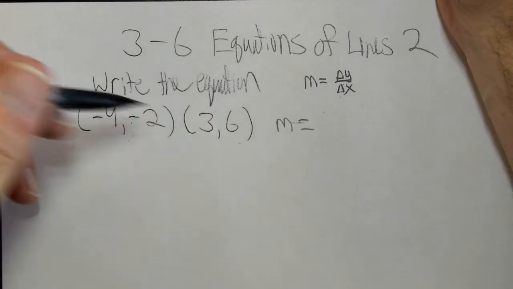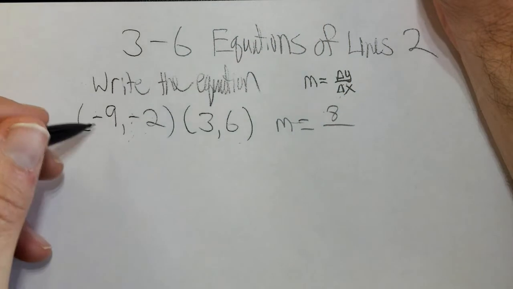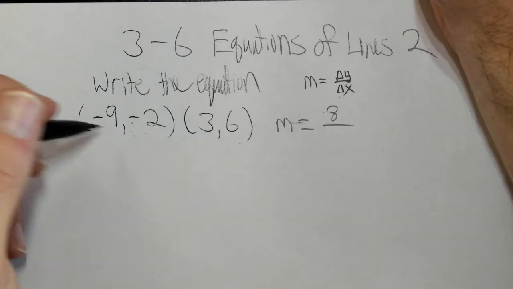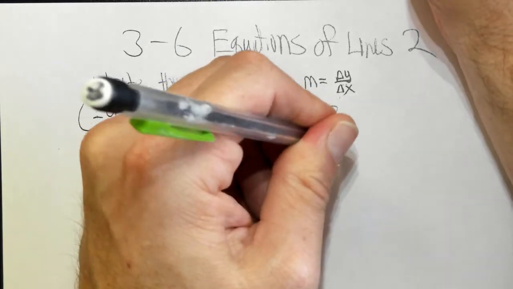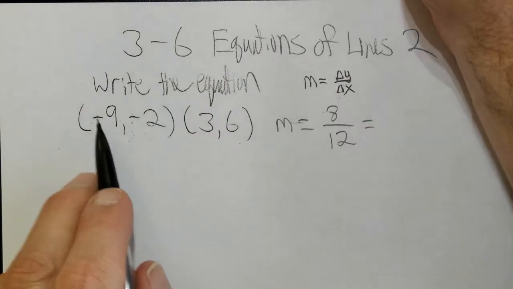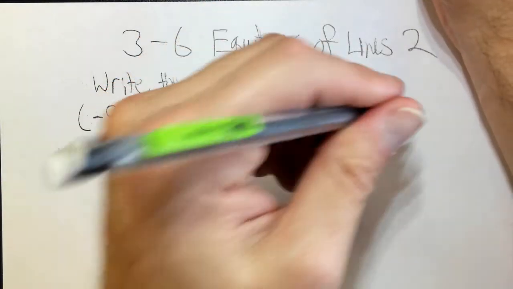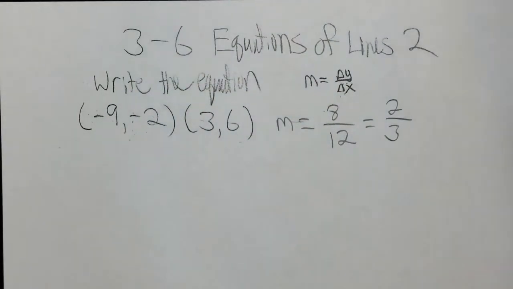change in y, so y goes from -2 to 6, and so that's going to be up by 8, and change in x goes from -9 to 3. And so that's going to be going up by 12. And so remember the rule, if the signs are different, you can add 9 plus 3 and get 12. And I'm going to have to reduce this now to 2/3. Okay, so 2/3, that's my slope.